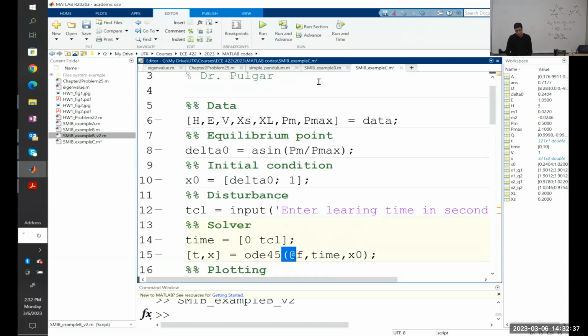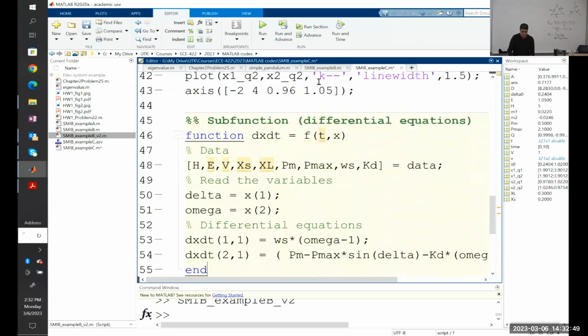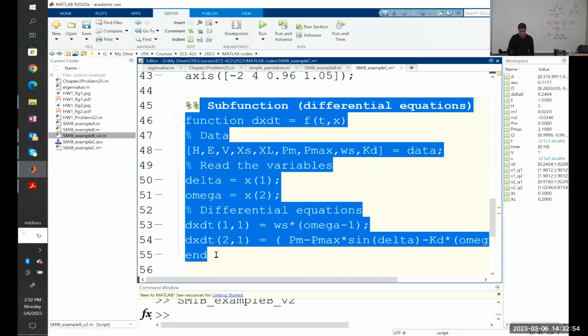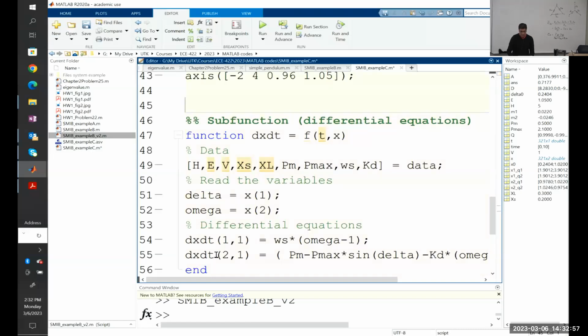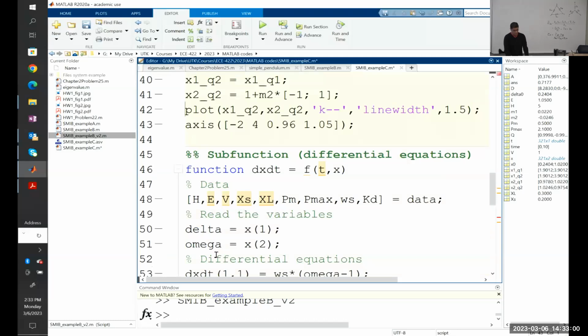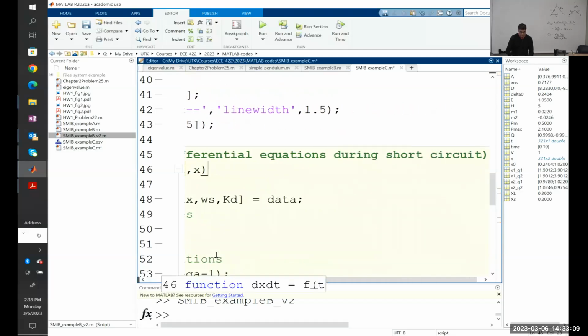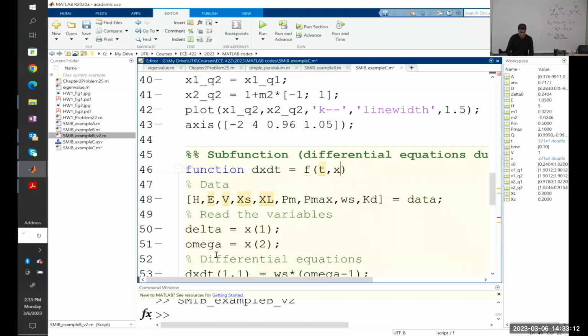Here, when we invoke the solver, this needs to be a different function. It is the differential equation during the short circuit. And these need to be defined at the bottom. So here we have the differential equation when you don't have any short circuit. So we will create another one when we do have a short circuit. So the name for this is during short circuit. The name for this is going to be FSC.